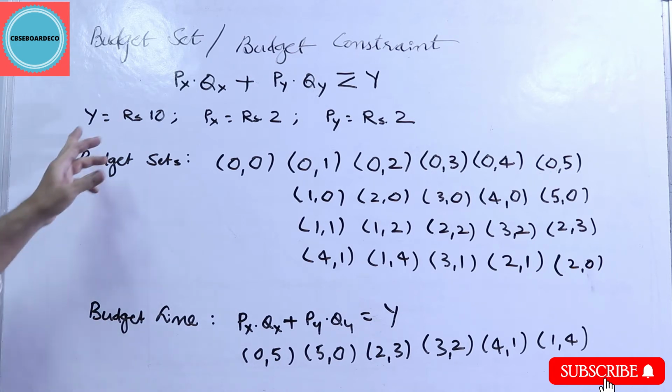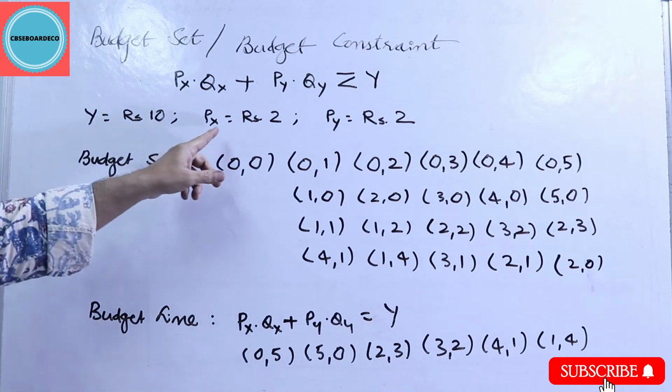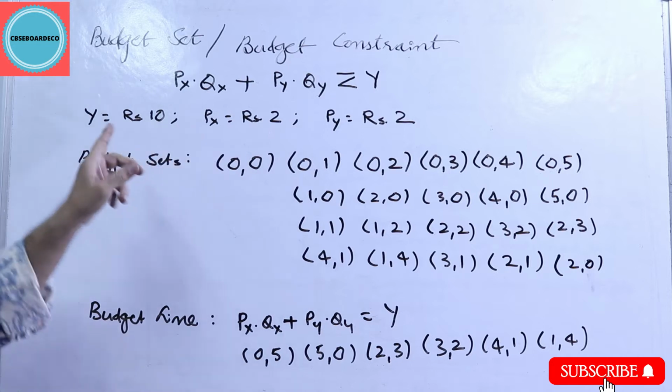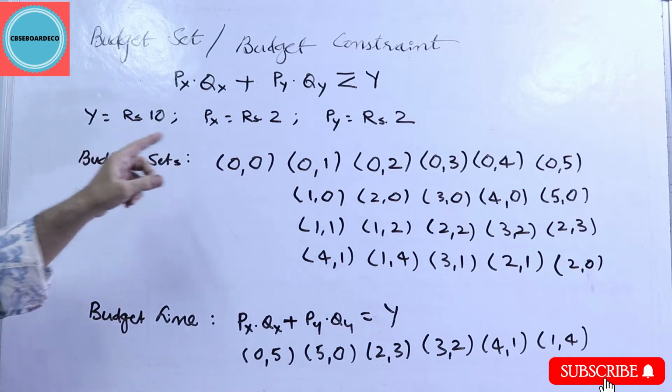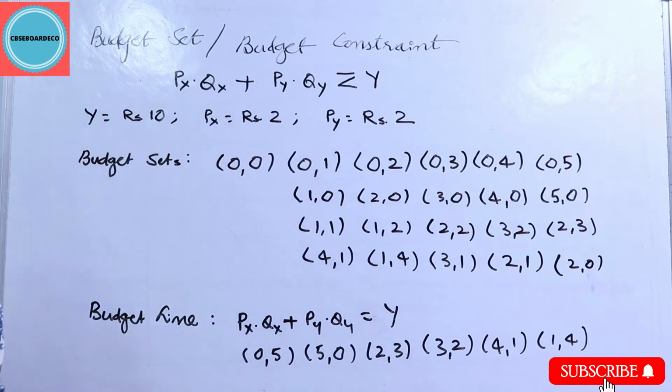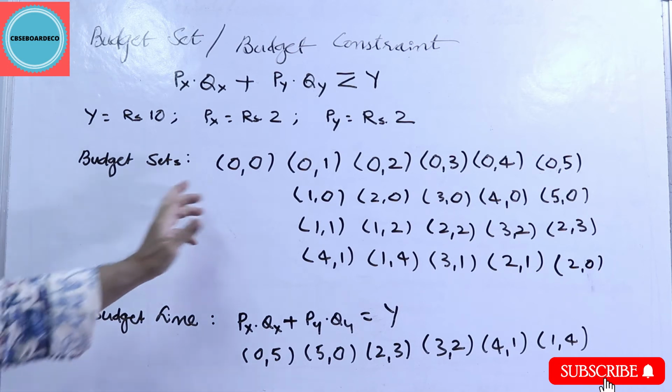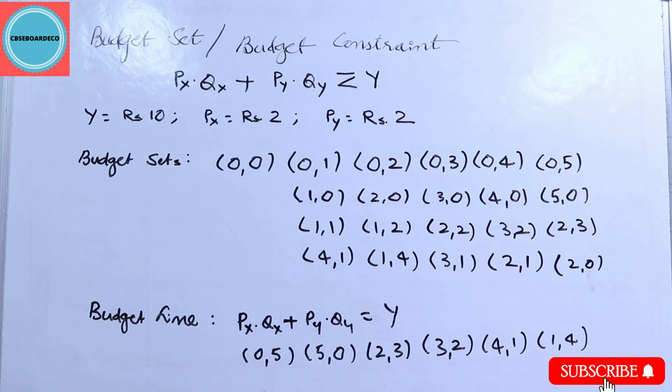Let's imagine you have 10 rupees with you. Px stands for the price of good X, Y stands for income, rupees 10 you have, and Py stands for the price of good Y, rupees 2. How many combinations of these two goods you can have, that's a budget set. Budget set 0 0. You're not buying either good X or good Y. There's one possibility you have.